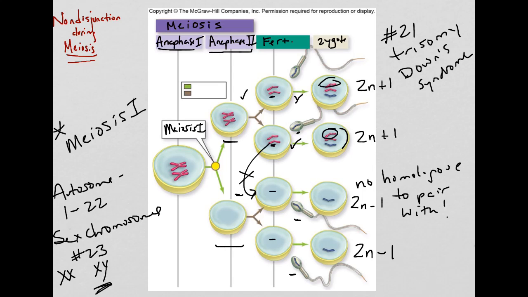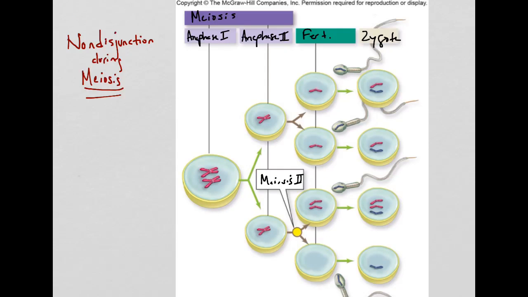Okay. All right, so that is non-disjunction during meiosis 1. And you can see that all of the daughters would be affected. So that's a key characteristic in meiosis 1. Non-disjunction in anaphase 1 causes all of the daughter cells to have an abnormal number. Okay, so what if there's a non-disjunction during meiosis 2? Now this is less common in humans, but still certainly possible.